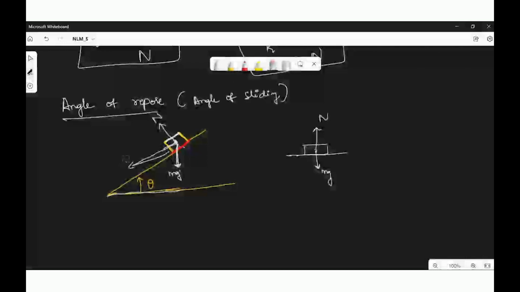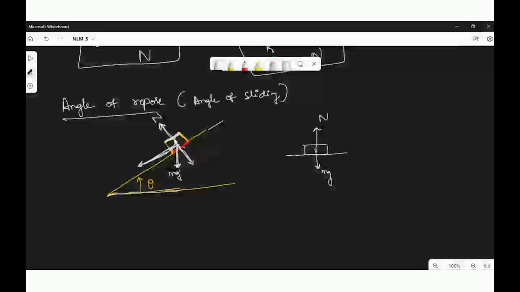Can I consider, instead of x and y axis, we'll choose one axis parallel to the sliding direction itself. I'll say this is one component. And the other axis I choose is perpendicular to the sliding direction, which is opposite to our normal reaction. If this is parallel to the surface, then obviously this particular line must be perpendicular to the surface, just like your normal reaction is anyway perpendicular to the surface.